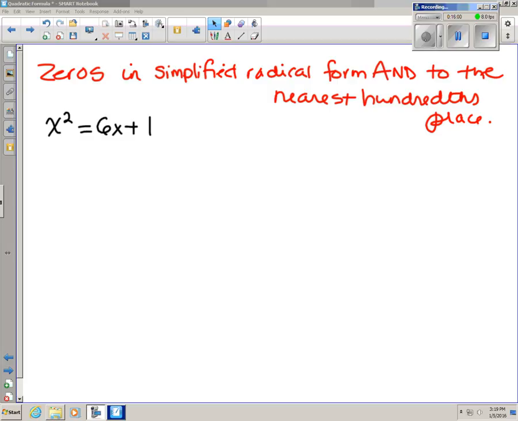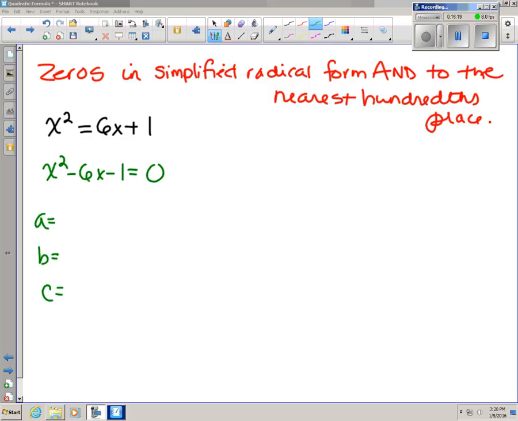The first thing that I would do is evaluate whether or not my quadratic was equal to 0. In this case, it is not, so I'm going to get it equal to 0. So I'm going to end up with x squared minus 6x minus 1 equal to 0. Then I'm going to pick out my a, b, and c. So a is 1, b is negative 6, and c is negative 1.